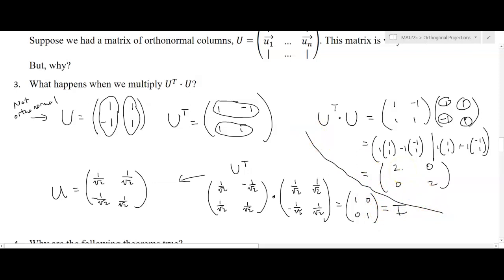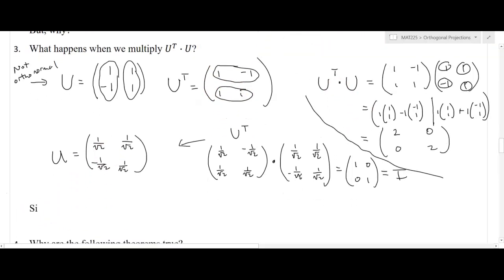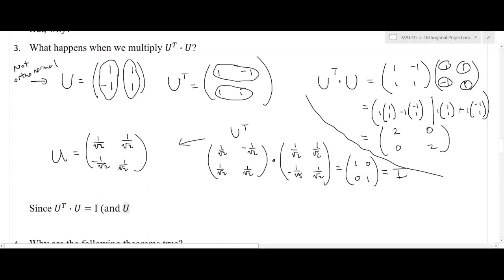So as long as you have an orthonormal matrix, one cool feature is that the transpose of an orthonormal matrix is actually the inverse of that orthonormal matrix. So we'll make that observation here. Since U transpose multiplied by U equals I, and you could also verify that U times U transpose equals I, because of that fact, it is the case that U transpose is the inverse of U.